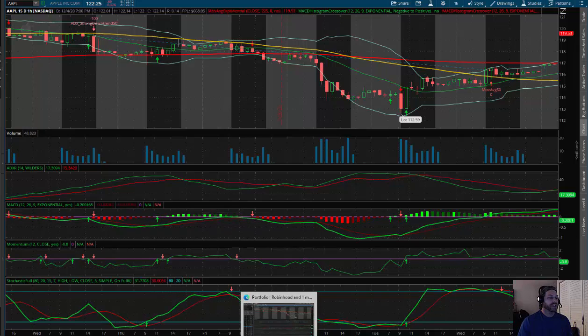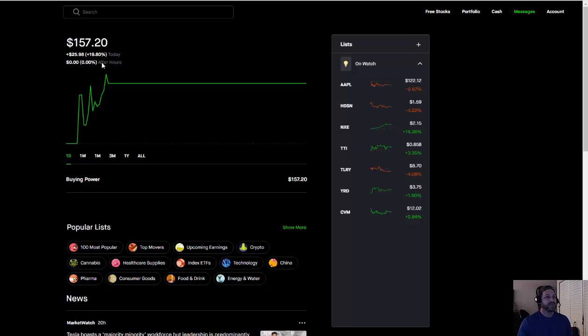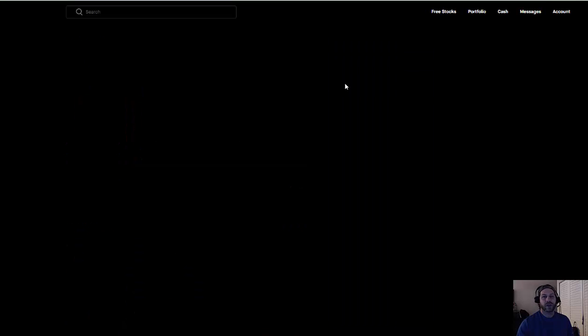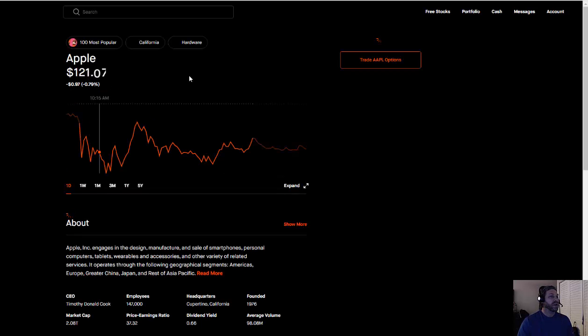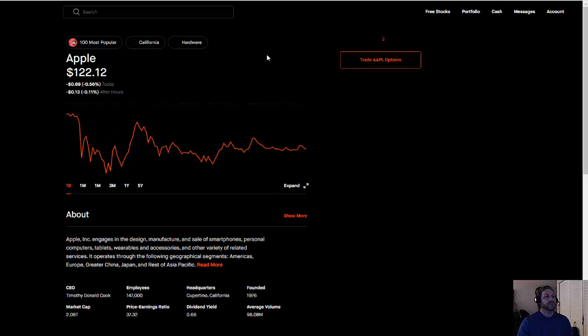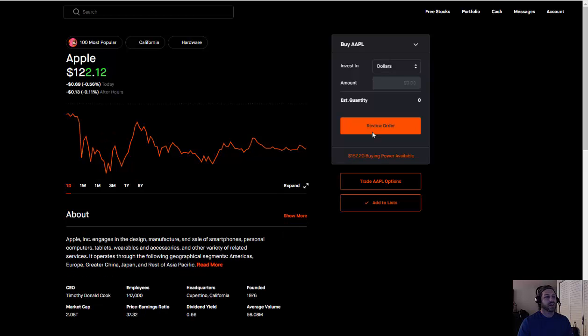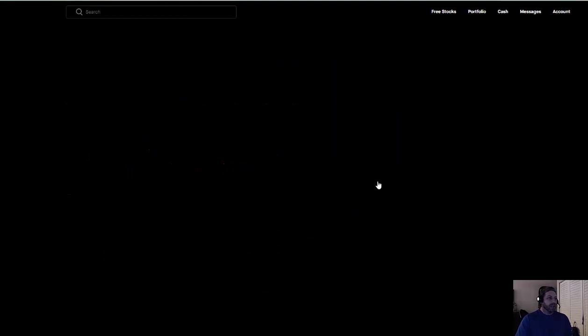So I'm going to go into Robinhood here. You can see I would go into Apple. It's already on my watch list. Build a watch list if you haven't. It's easy. Okay, we're going to go into here. This is super slow loading. And right here it says trade Apple options.